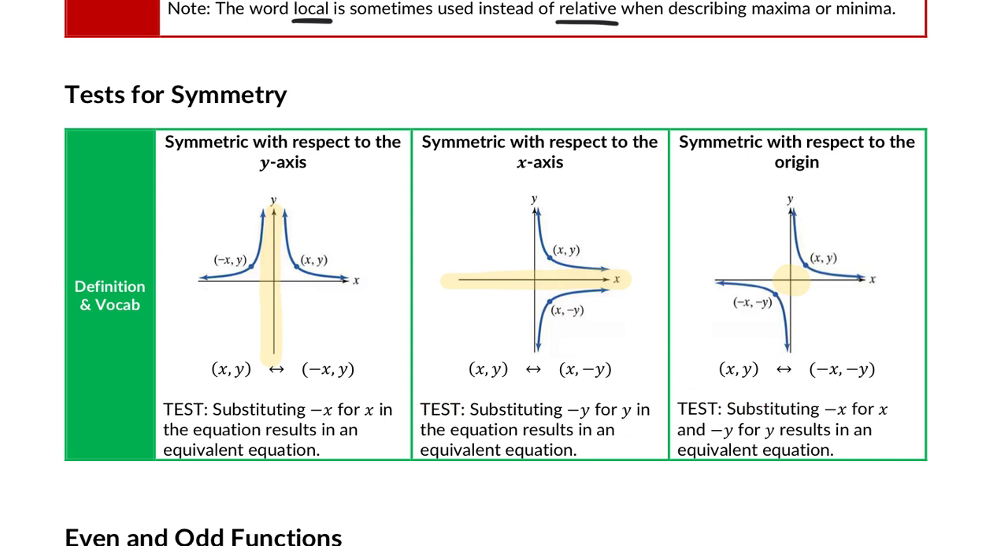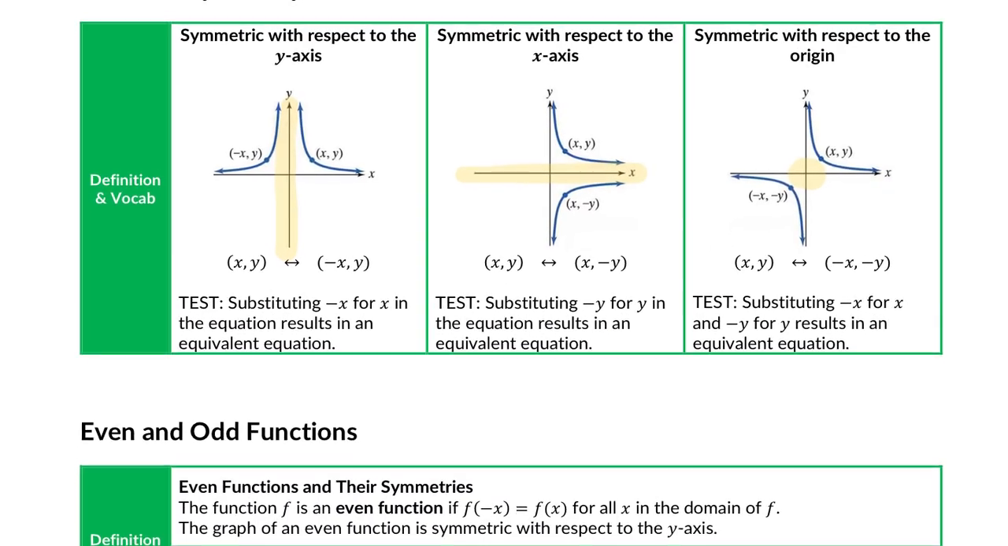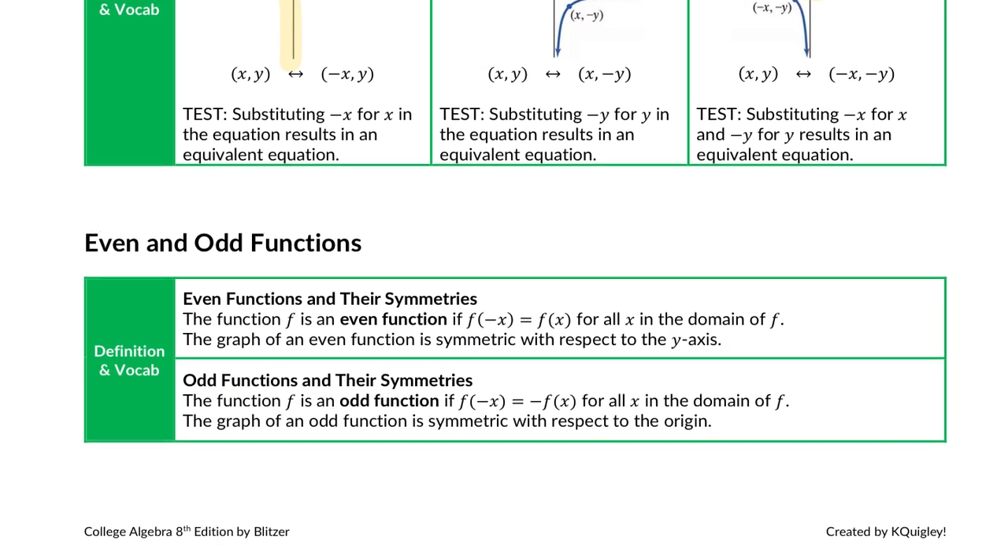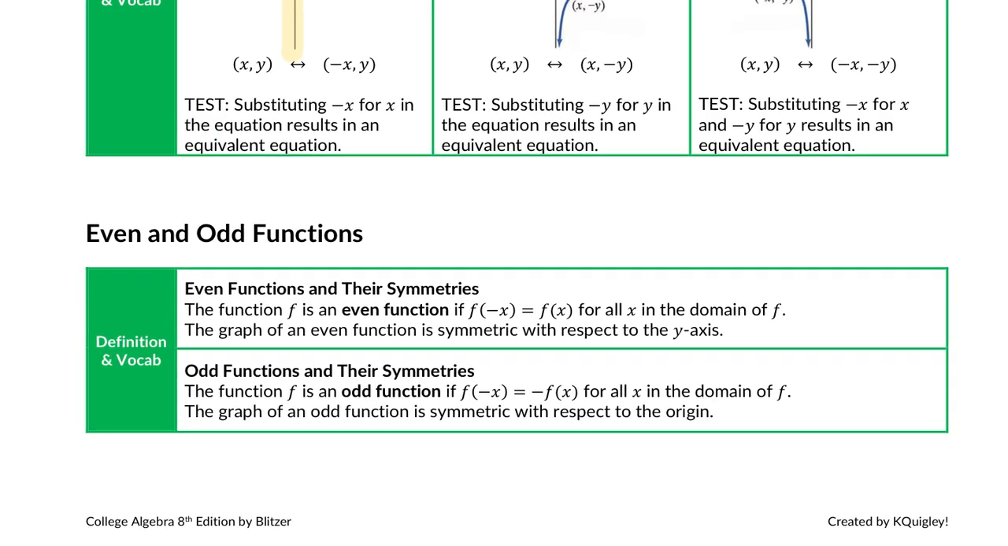But talking more about symmetry, we can get a little bit more detailed because even and odd functions are particular symmetries. If a function is symmetric to the y-axis, we actually call it an even function. It has a more specific name. And if a function is symmetrical to the origin, we call it an odd function. This is not the degree of the function, this is their symmetries.